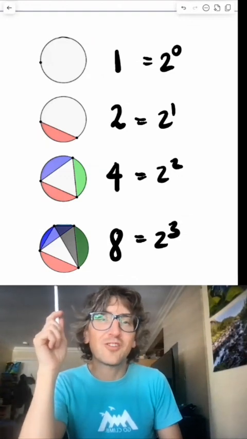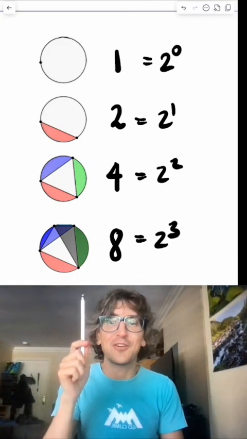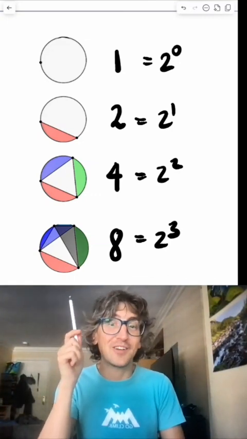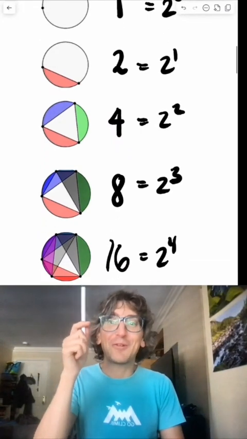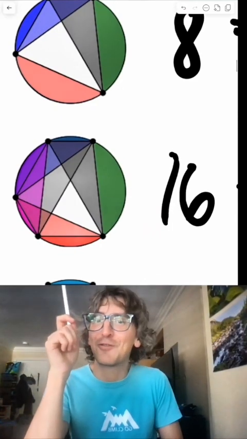If we put points on a circle and we count how many regions we get, this very familiar pattern. Can you guess what will happen if we added another point? Exactly right, we're going to get 16. In fact, pause the video and check that that's exactly the number of regions.